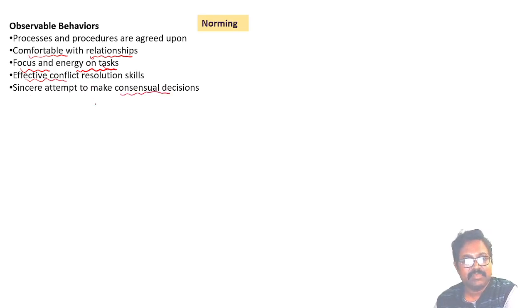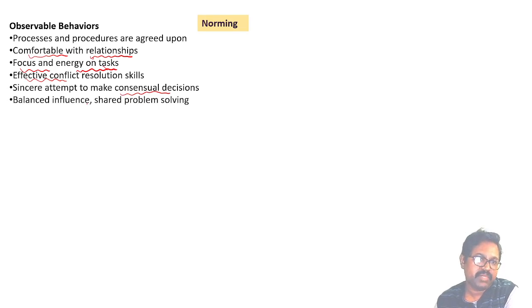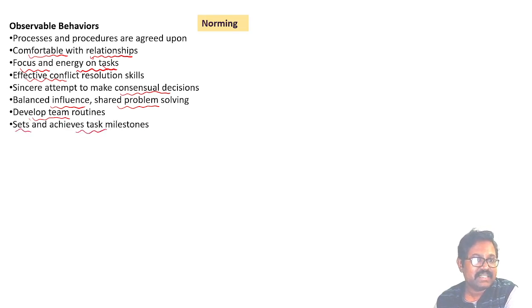As a team they take decisions, and those decisions will be agreed by each of the team members. And there is a balanced influence and shared problem solving behavior. Each one of them will contribute their experience in solving problems so that they can achieve those goals. They develop team routines, what the team has to do and what the team should not do at all. And they set and achieve task milestones.